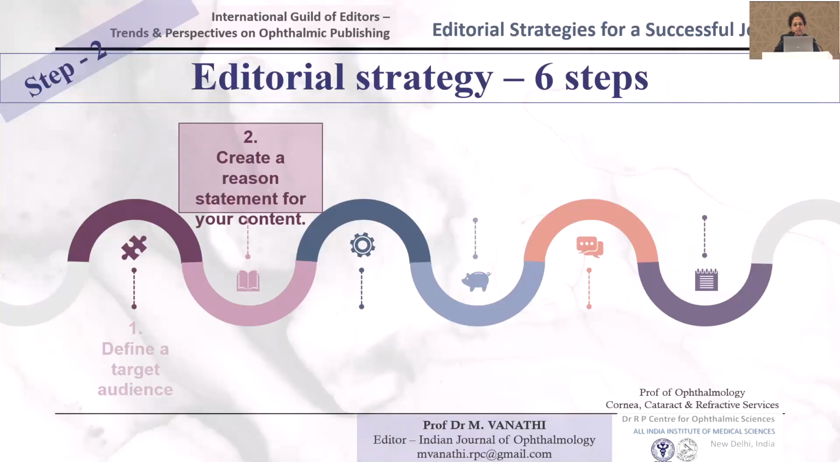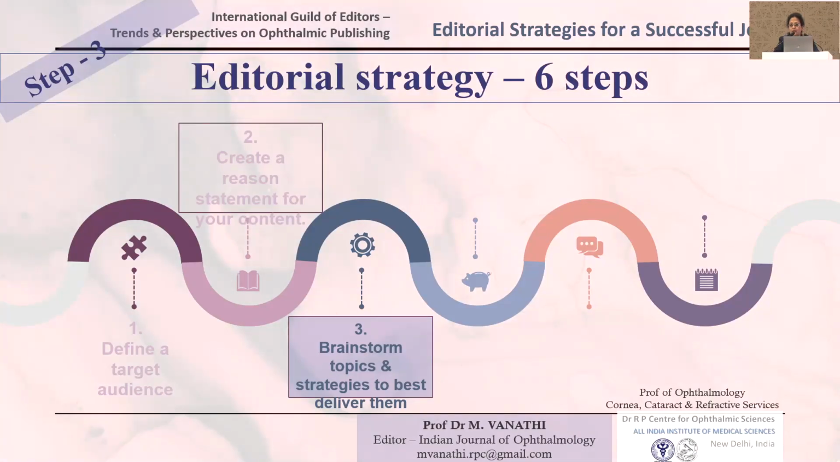The second editorial strategy, which would be of help, is to create a reason for the statement of your content here. Why exactly would you need to have this content, and how do you justify the reason for this particular content featuring in your journal? Is that going to enhance your impact factor, your citation index, or your CiteScore? That's the second one which you would look at here.